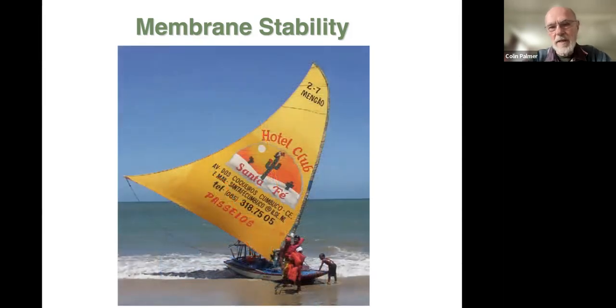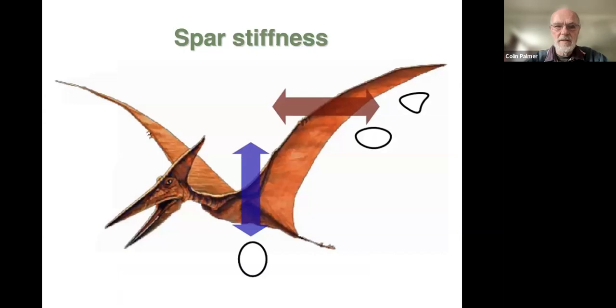Well, they did it by the morphology, I think, of the way that it was done. And this is a sail on a jangada, which is a boat used in northeast Brazil. And you can see that membrane is stable because they have tensioned it round the leading edge, which is bamboo, and the trailing edge is hollow. And this is what pterosaurs did, I think.